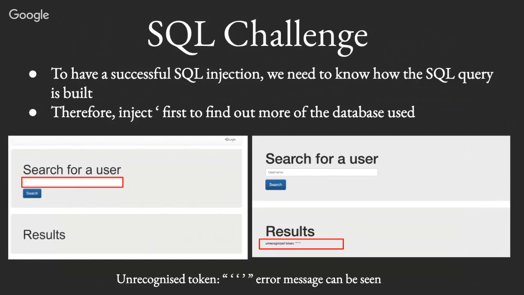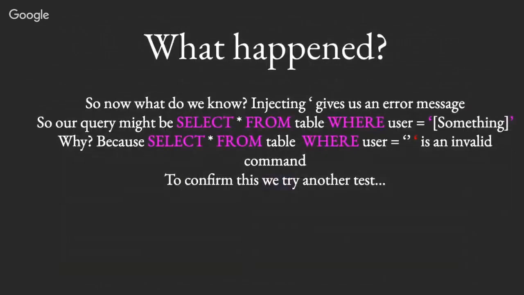For this case, the single quote actually has an error message and it says unrecognized token. So from what we see on the web page just now, by injecting a code, it gives us an error message. So this might be the backend query for the website, but when we inject another single quote, it shows something like this. And see there's no code over here. This is actually an invalid command.